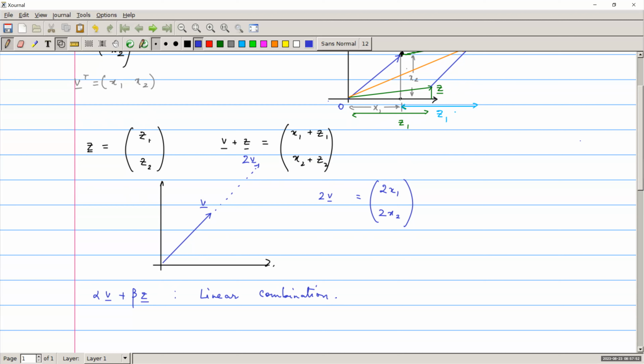Because on the quiz, I noticed there was a linear combination with z1 and z2 and so on. That's what I told you: you can do it with any number of vectors. If you have z1, z2, z3, you scale each vector by a constant and you add them up.